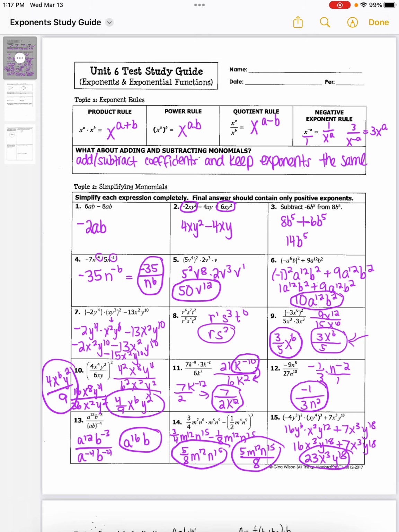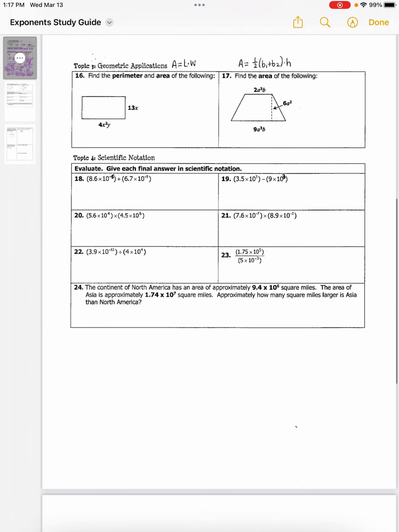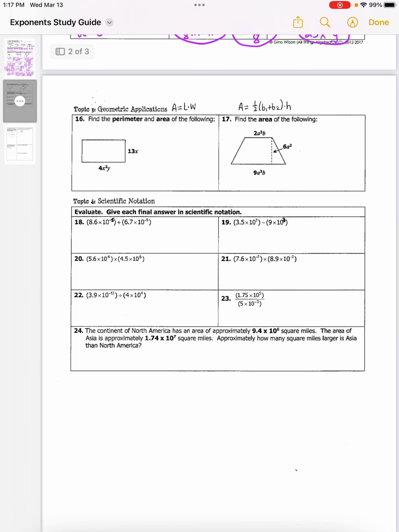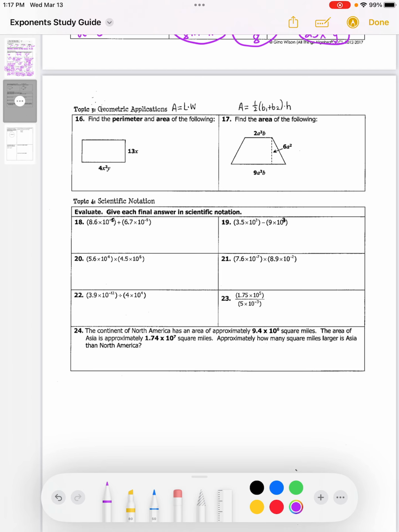Moving right along, second page, we've got some geometric applications. Finding the perimeter and the area. For a perimeter, you need to add up all the sides. Opposite side lengths are going to be equal, so when we add these up, we'll have 4x squared y plus 4x squared y. That's 8x squared y. And then plus 13x plus 13x is 26x. That would be your answer for the perimeter. In any order, you could also have 26x plus 8x squared y.